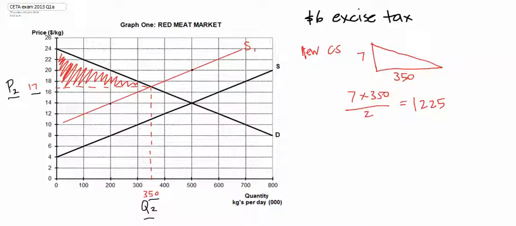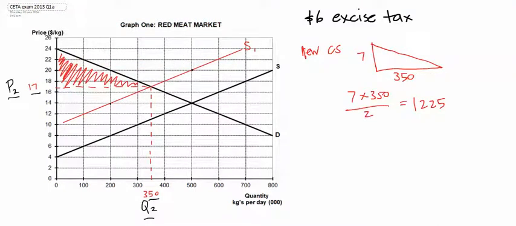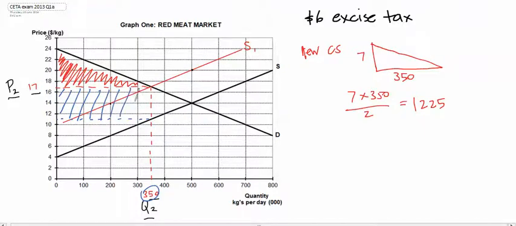Now the new producer surplus is, let's have a look at that. Well, let's first of all mark in the tax. So remember, the value of the tax now is going to be the new quantity that's sold, which is 350,000 just there, multiplied by the value of the tax. Now $17 minus the, what was it, $6 tax. So this zone here is the tax. Remember, that goes to the government, so we know where that goes.